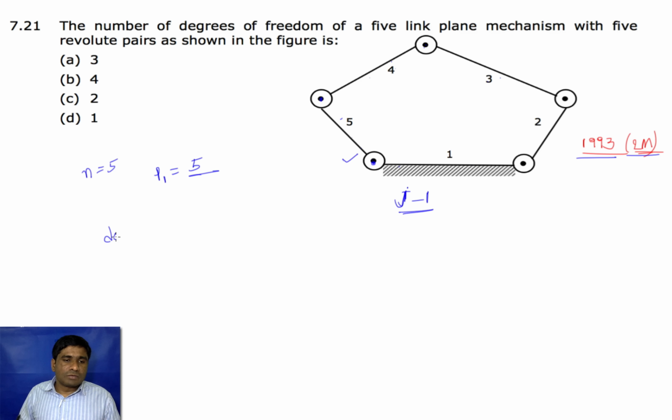So what is the degree of freedom? It is equal to 3 into n minus 1, that is 3 into 4, 12, minus 2 into p1, so that is 10. So the answer is equal to 2.